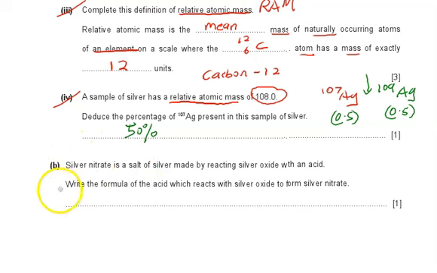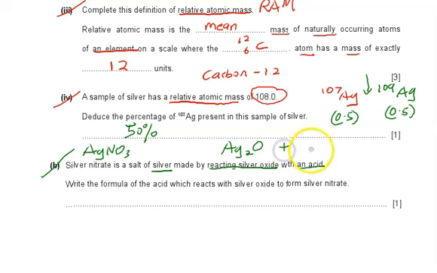Now for B, silver nitrate is a salt of silver. Silver nitrate is this, AgNO3, a salt of silver made by reacting silver oxide with an acid. So what is the formula of the acid? To get the nitrate, you have to react with nitric acid. So this is the formula of the acid.